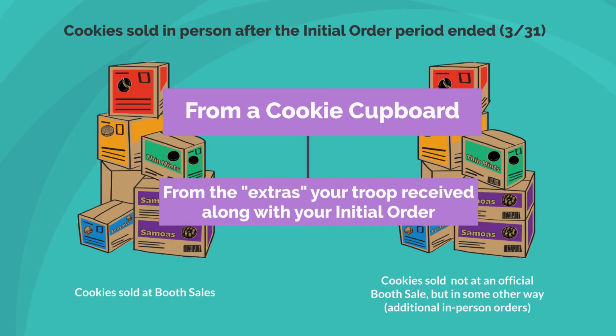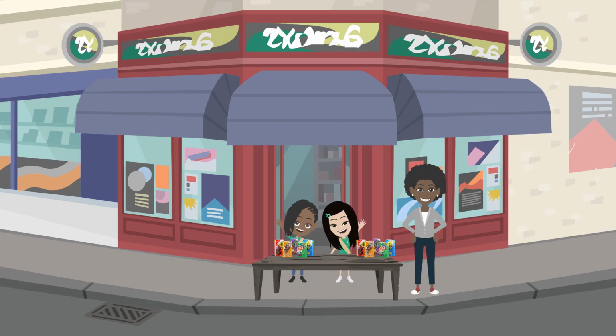You would have received these in-person cookies in one of two ways. Either they were picked up from a cookie cupboard, or they're from the extras your troop received along with your initial order. We're going to discuss cookies sold at a booth sale first.